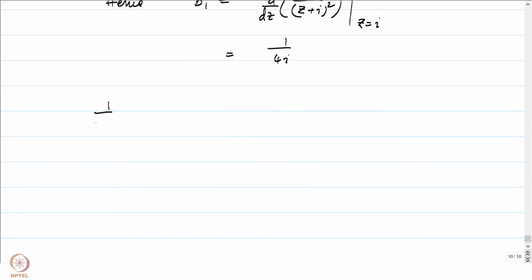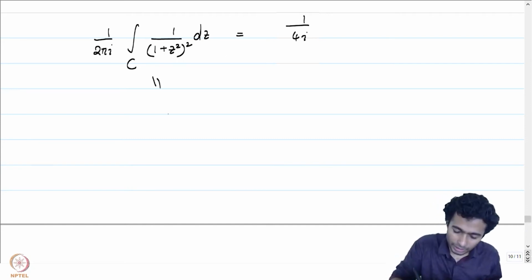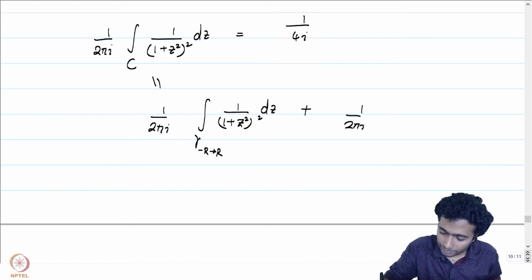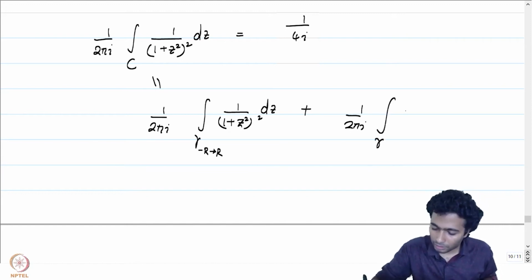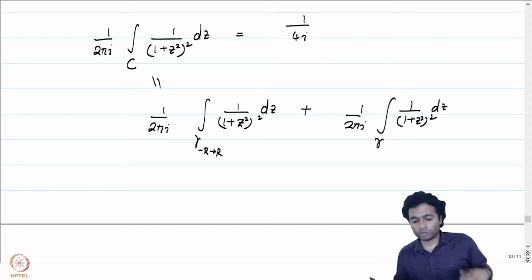We have, let me write down what we have, 1 by 2 pi I times the integral over C of 1 by (1 plus z square) the whole square dz is equal to 1 by 4I. That is good because this integral to the left is nothing but the integral over gamma from minus r to r of 1 by (1 plus z square) the whole square dz plus 1 by 2 pi I times the integral over gamma of 1 by (1 plus z square) the whole square dz.